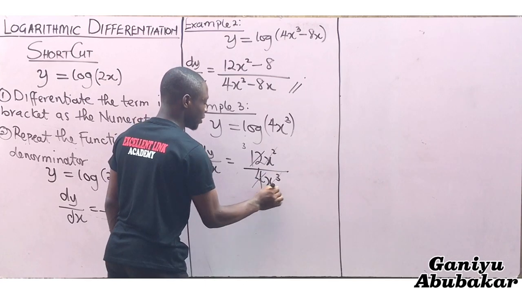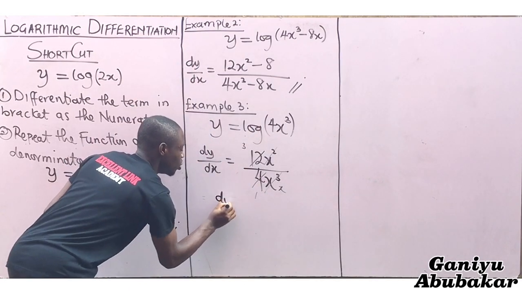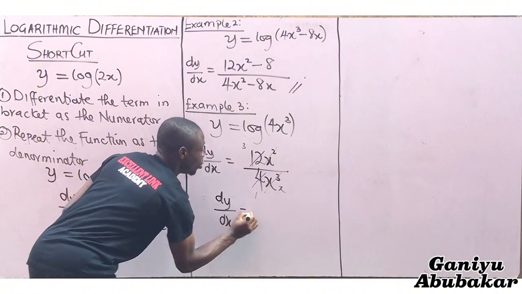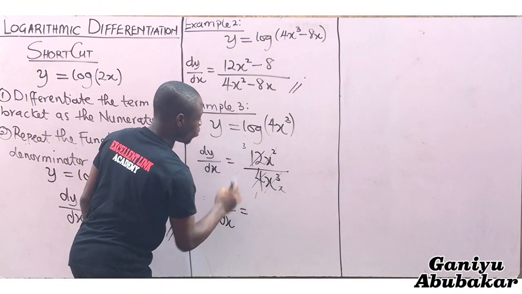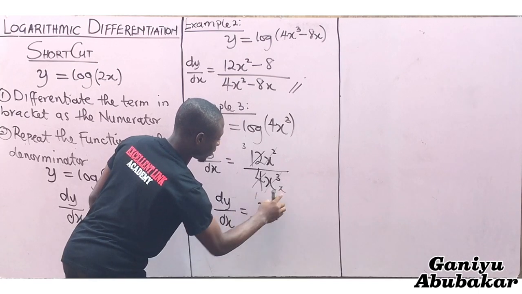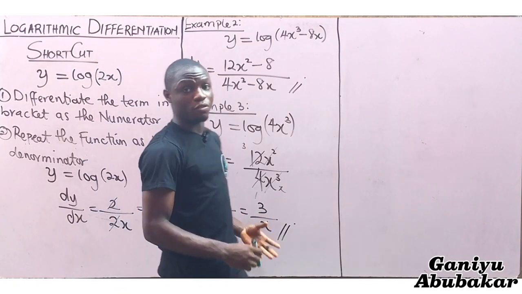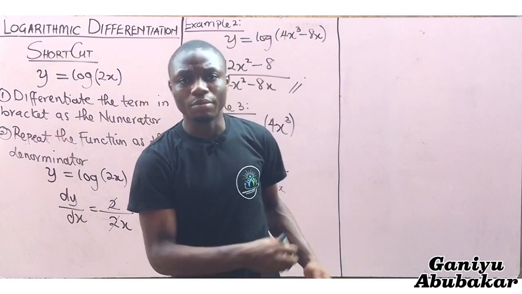2s cancel out 3s, left with what? 1x here. It means the final answer here becomes dy over dx here will be equal to 3 times 1 is 3 all over 1. I have 1 times x is what? x here. So this is my final answer after differentiating this term here.